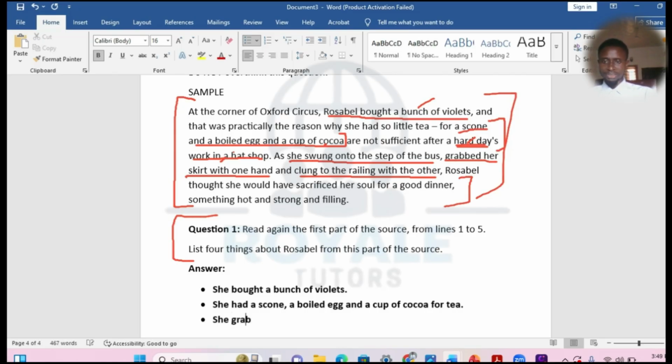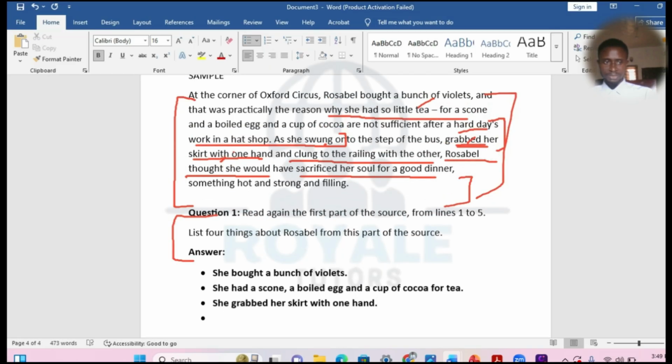She grabbed her skirt with one hand. And then one more thing, she had worked. Add all the full stop.